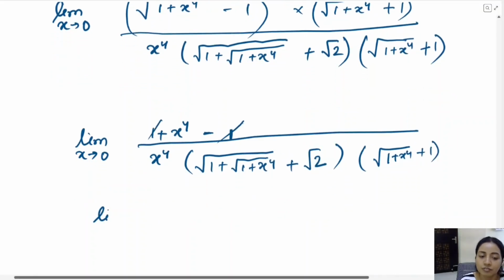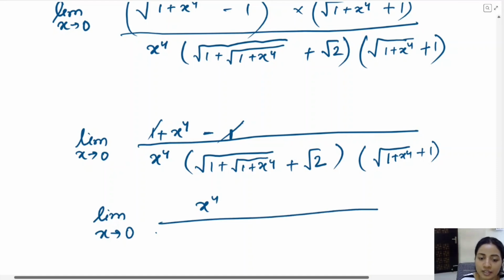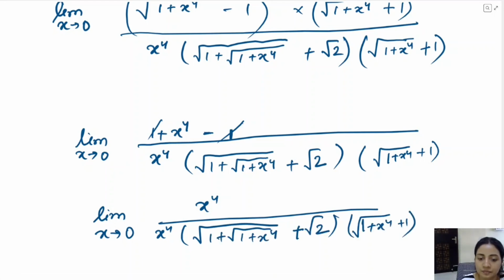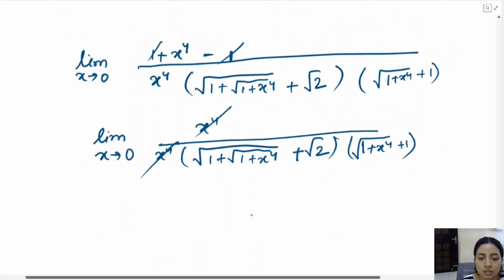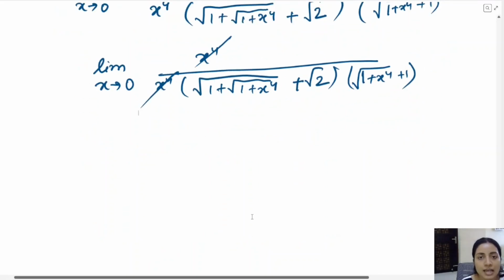After simplifying, we are getting just x to the power 4 in the numerator over x to the power 4, and we can clearly see x to the power 4 from the numerator and x to the power 4 from the denominator will cancel out each other. Now we will substitute x as 0, and we will check what we are getting now.